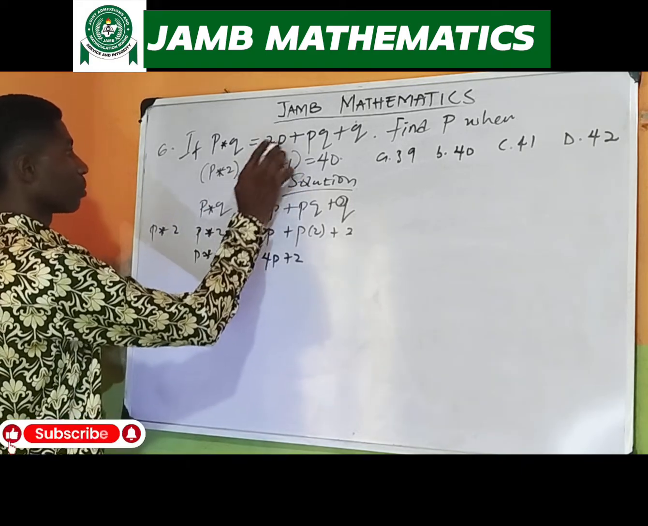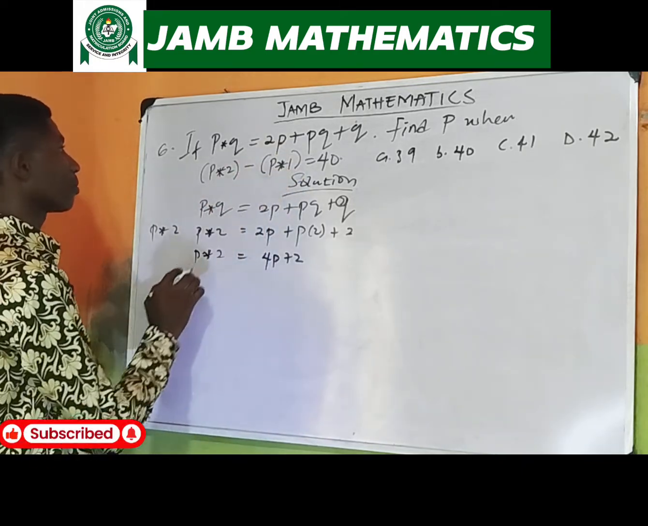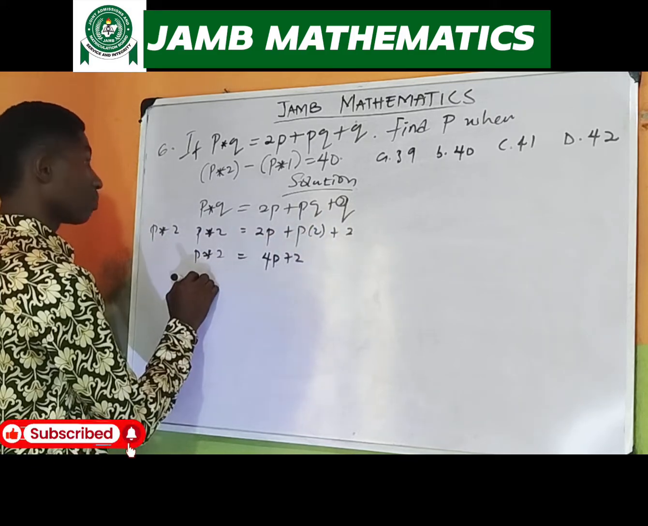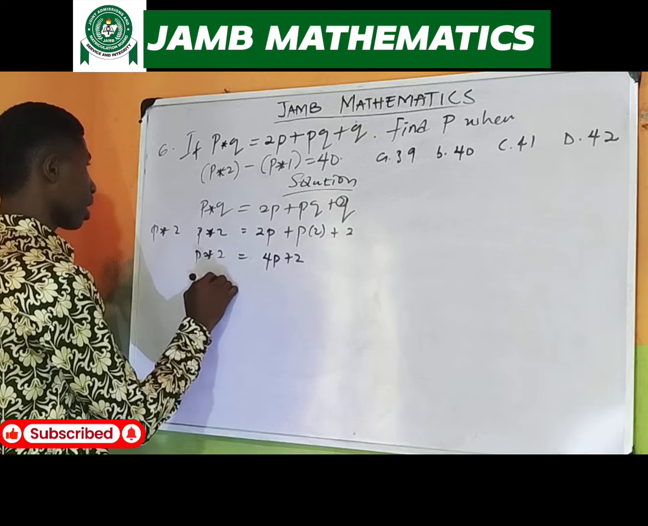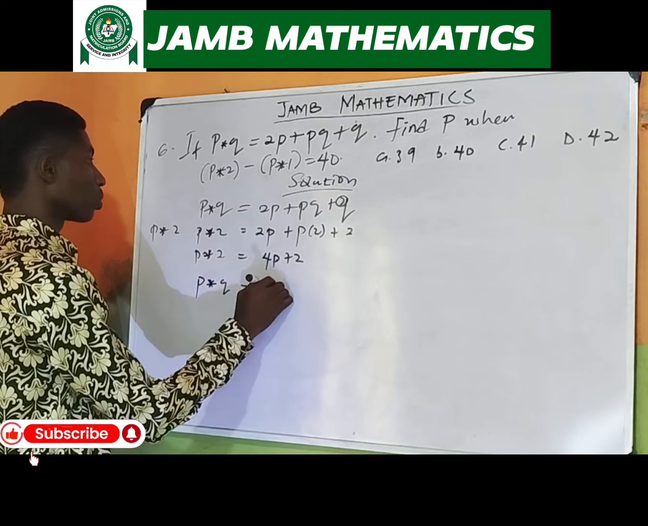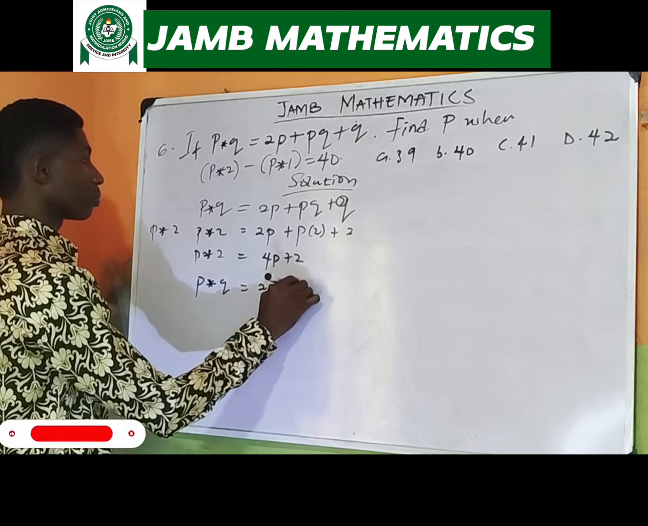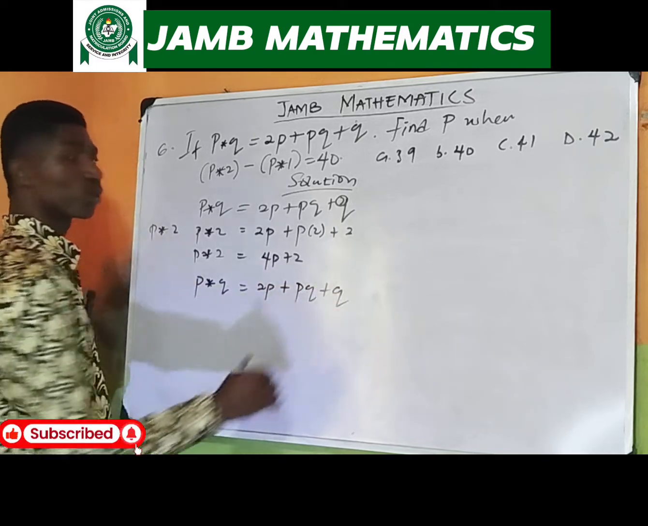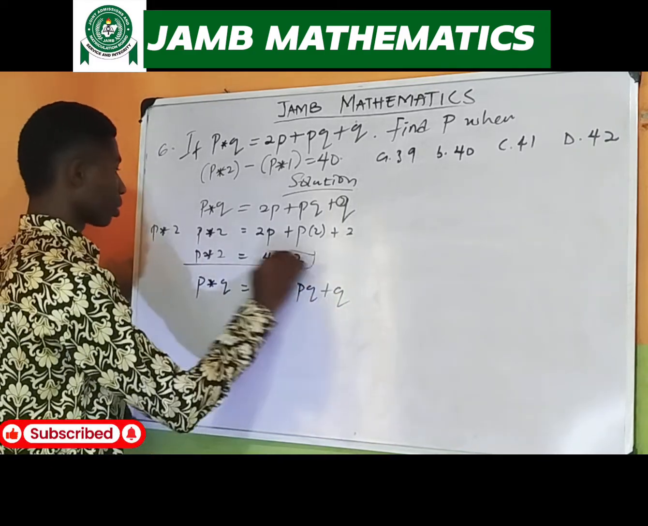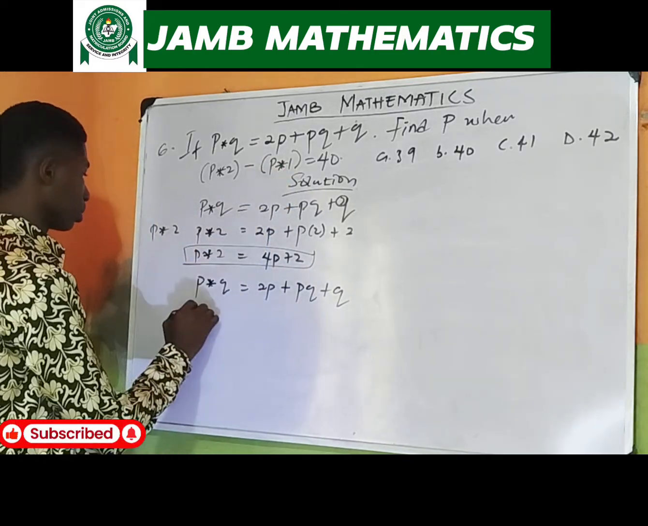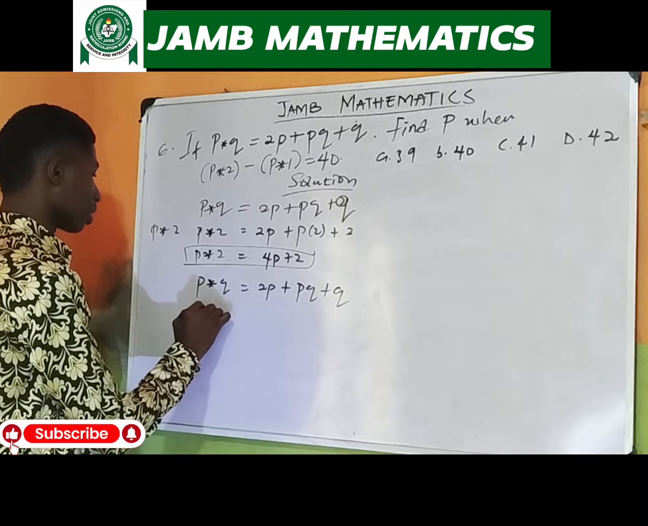And we come again for the second bracket. We have P star 1. First of all, let's write our main equation. P star Q is equal to 2P plus PQ plus Q. Let me highlight this first. And we have P star 1. So P operation star 1.